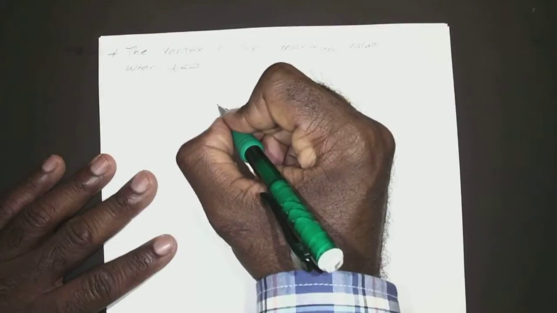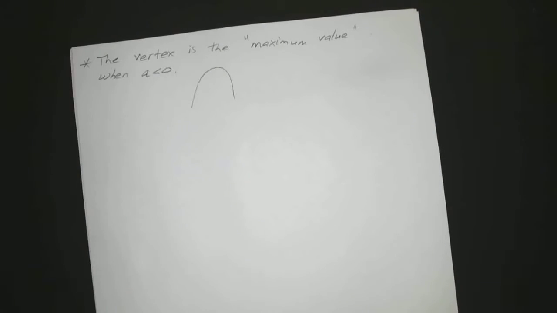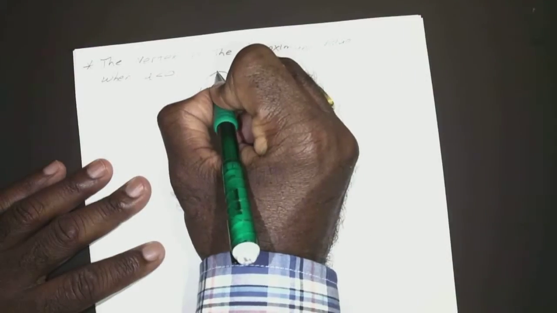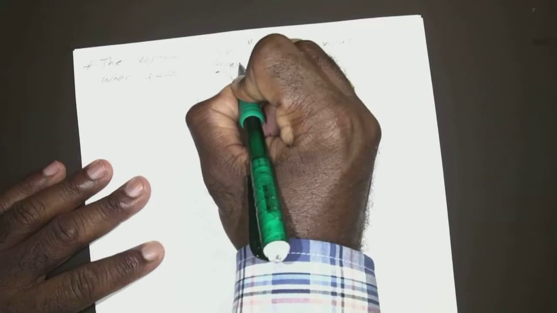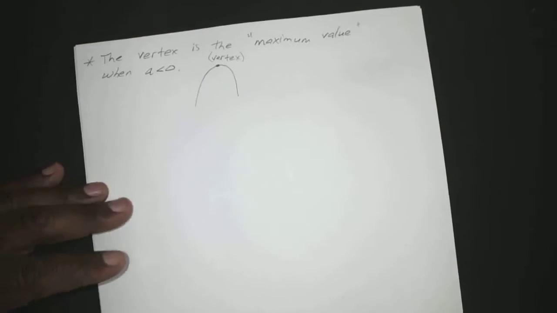Okay, so if you have a parabola where a is less than 0, remember, it's a negative coefficient, so it's going to flip over. So it's going to look like this. So this is going to be your vertex. Same way we had our negative 3x squared. When it's flipped over, that vertex is the highest point on that graph.